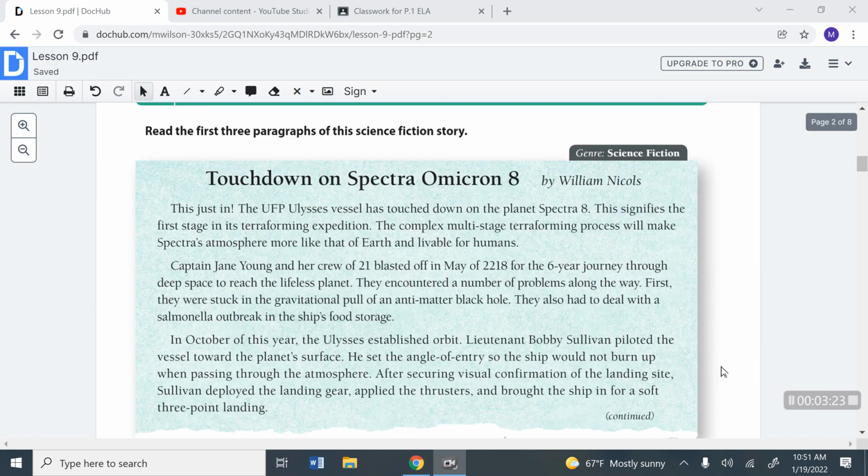So let's move on to part 2. It says read the first 3 paragraphs of this science fiction story. Touchdown on Spectra Omicron 8.